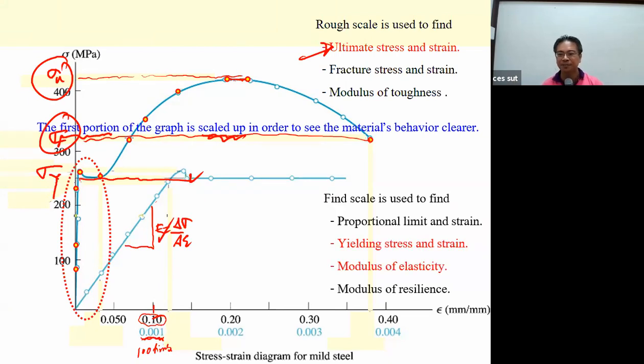Okay, and then again, there is something important you have to notice about looking for the mechanical properties from this graph. For learning objective 1, you have to read the graph to determine the mechanical properties. Some are very important: the yielding stress, the modulus of elasticity, and the ultimate stress, because these properties are specified in the standard, in the TIS standard.